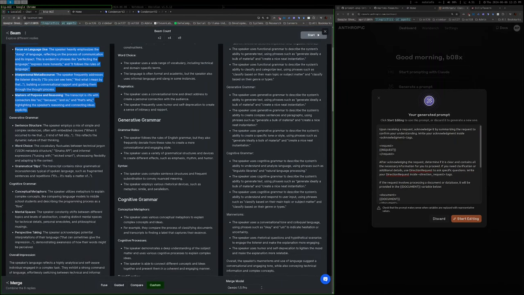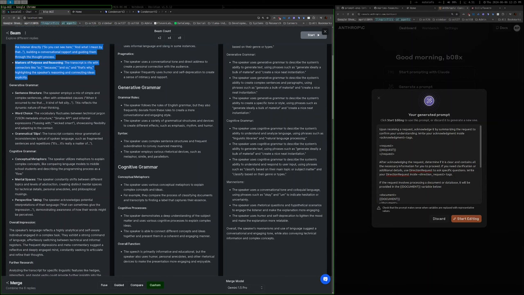Markers of purpose and reasoning. The transcript is rife with connectors like so, because, and so, and that's why, highlighting the speaker's reasoning and connecting ideas explicitly.